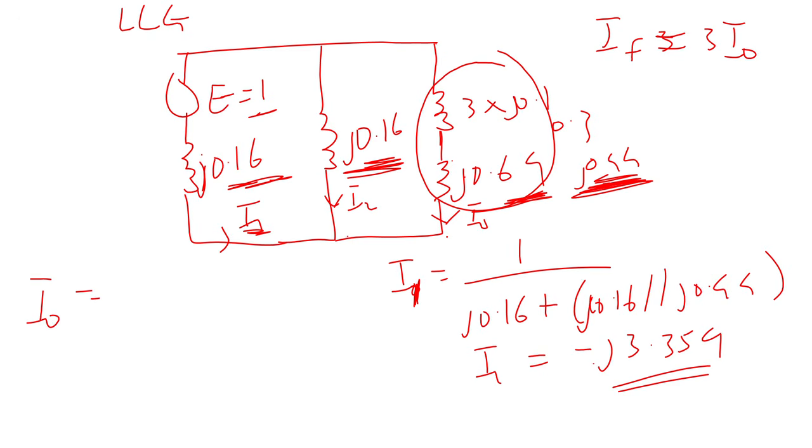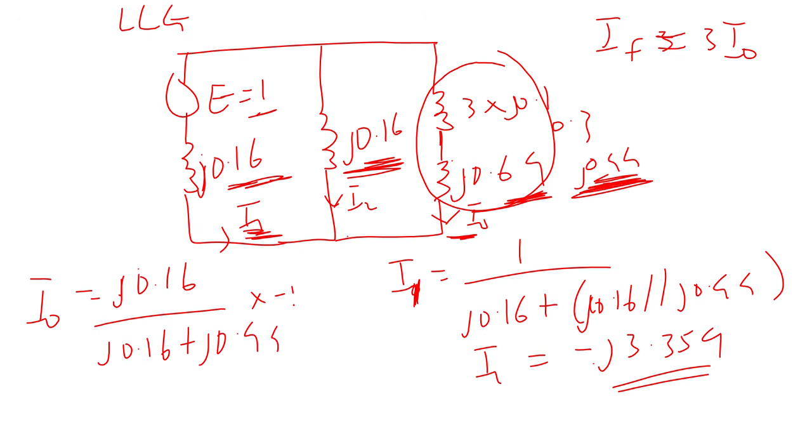But how am I going to get I0? I0, in terms of current division rule, I1 is total current. So it's going to be the other reactance, j0.16 over j0.16 plus j0.99 times the I1, which we got as minus j3.359.